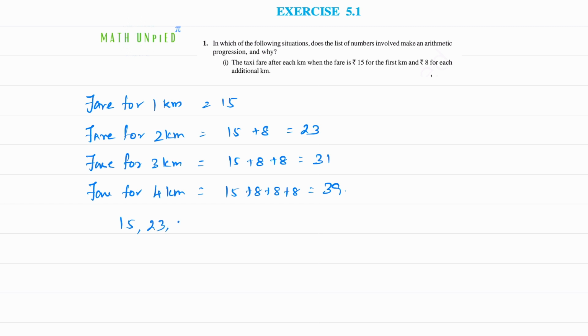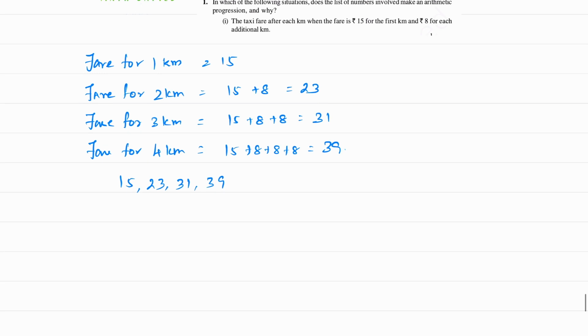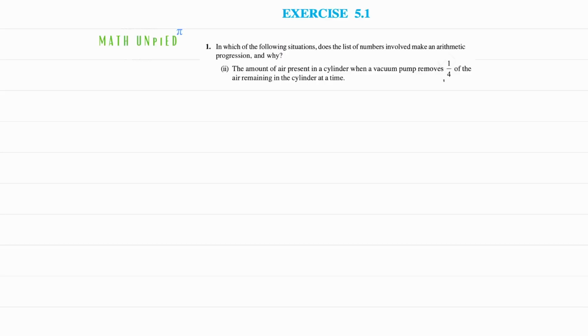23, 31, 39. Now if you calculate the difference between each of the terms, like 23 minus 15 is 8, and 31 minus 23 is 8, and 39 minus 31 is 8. So the difference is 8. Therefore this is an AP. So yes, it is an AP. Now let's move on to subdivision 2.